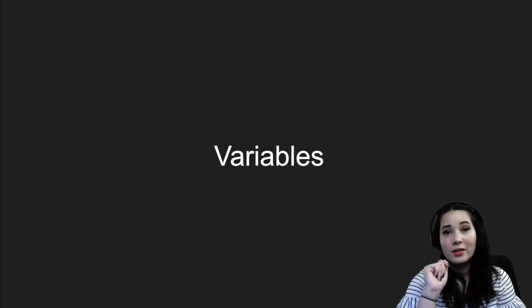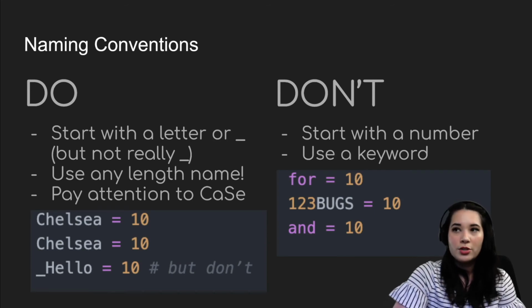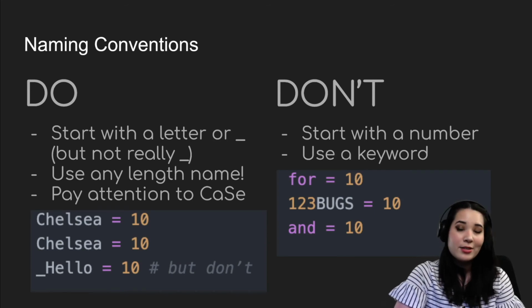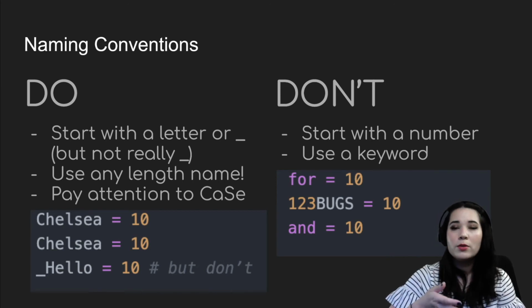Now, let's talk a little bit about variables. So variables are just names for containers that we store things in for our code. And when we're using variables, we want to be very careful about what we name our variables. So here are some do's and some don'ts. Variables can be very flexible, but one rule is that you have to have your variable start with a letter or an underscore.